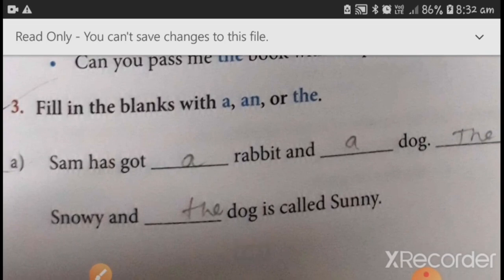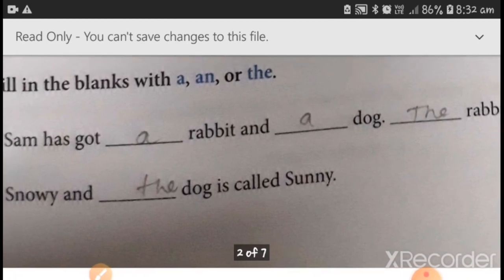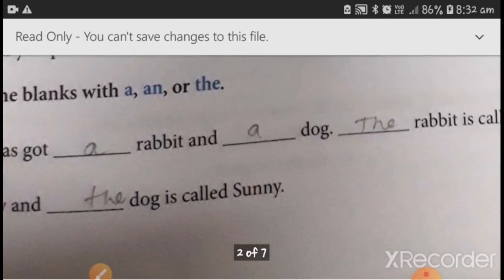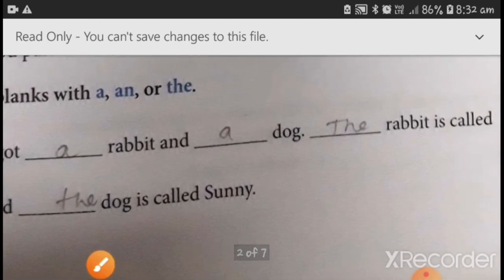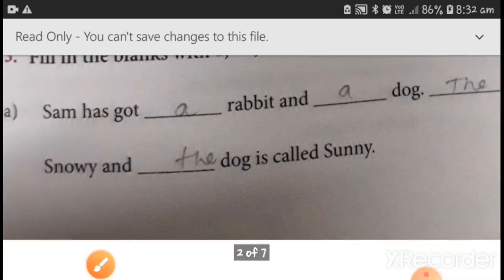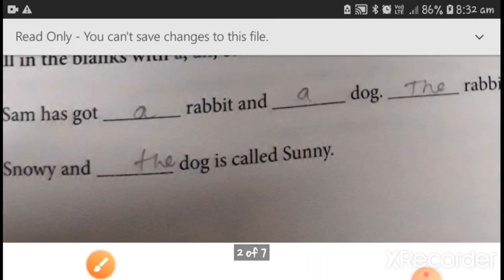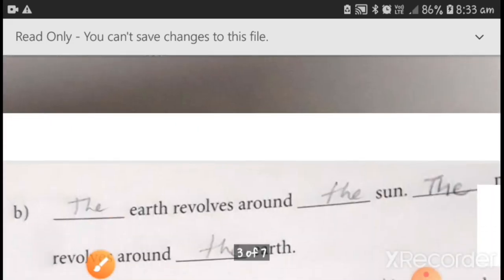Fill in the blanks with a, an, or the. Sam has got a rabbit and a dog. Here, no problem at all. Before rabbit and dog, we have to use a article, isn't it? But if we are talking about the rabbit again, it means we have to use the article before it. So, the rabbit is called Snowy and the dog is called Sunny. So, again, we are talking about the dog here. Okay, children?